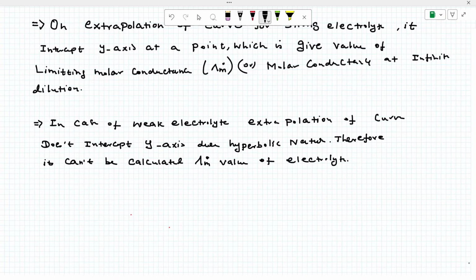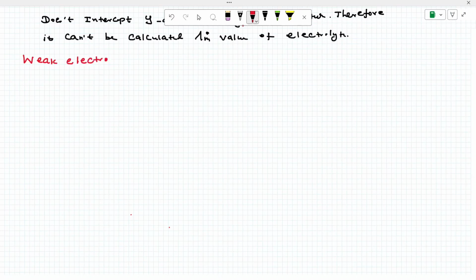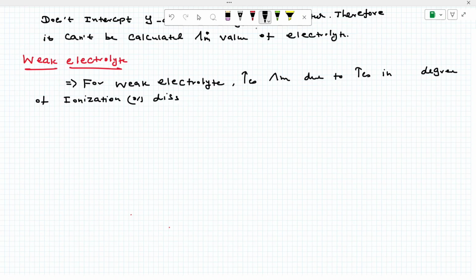Let's follow the next concept. So now, weak electrolytes. Please note, for weak electrolyte, the increase in lambda m on dilution is due to the increase in the degree of ionization or dissociation. Now we are going to discuss the degree of dissociation using our Ostwald dilution law.